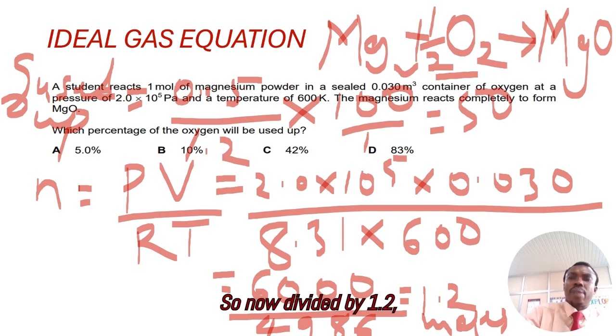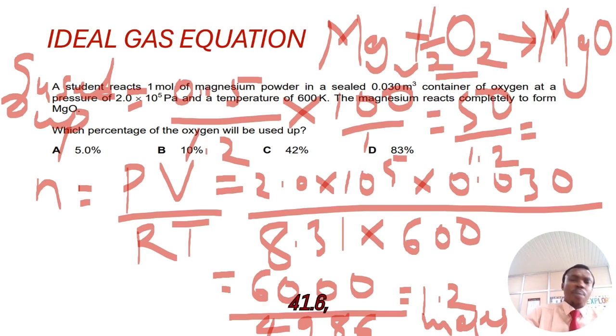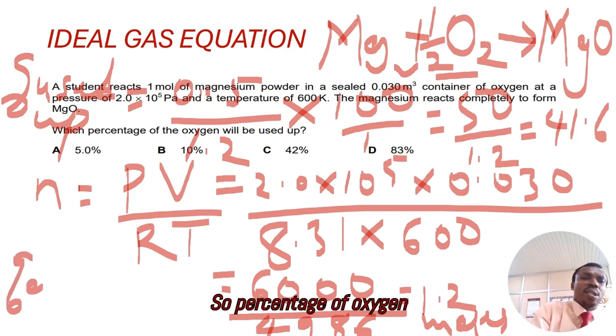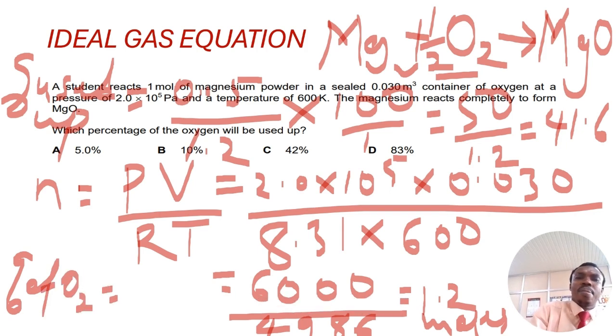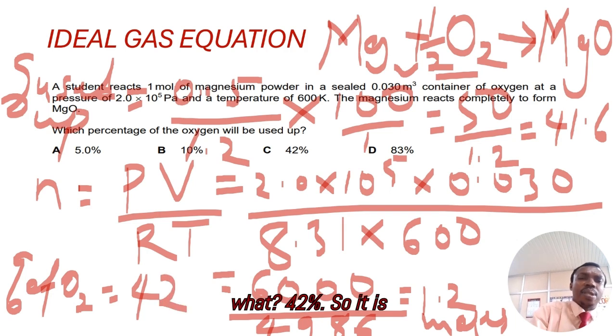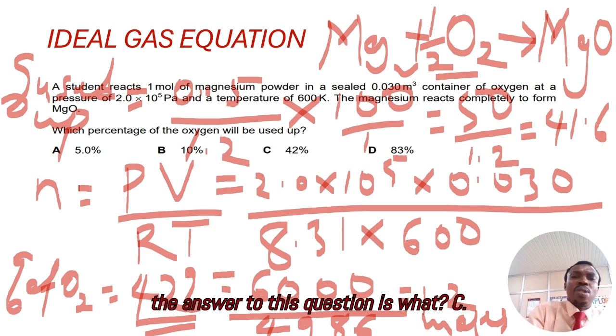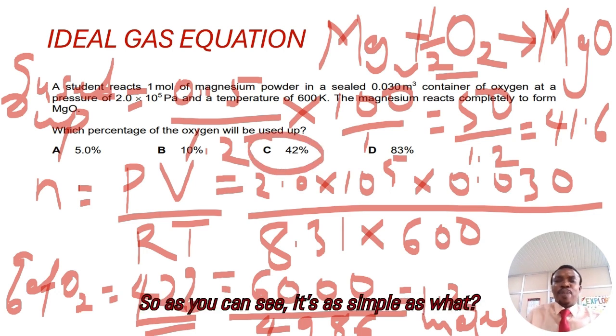So now divided by 1.2, you have 41.6, which is approximately 42. So the percentage of oxygen used now will be equal to 42%. So it is 41.6, which is approximately 42%. So the answer to this question is C. As you can see, it's as simple as A, B, C.